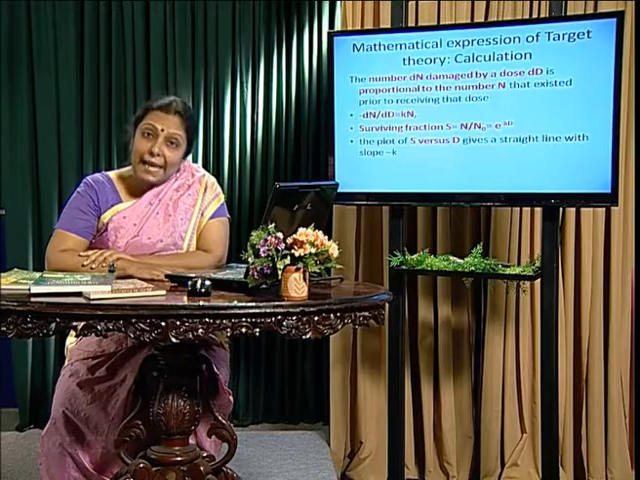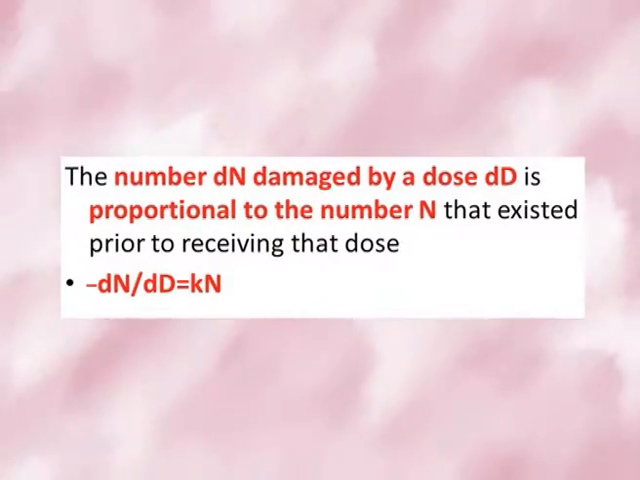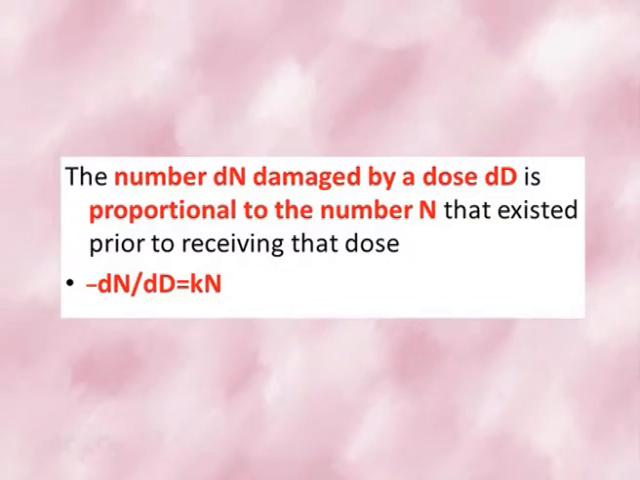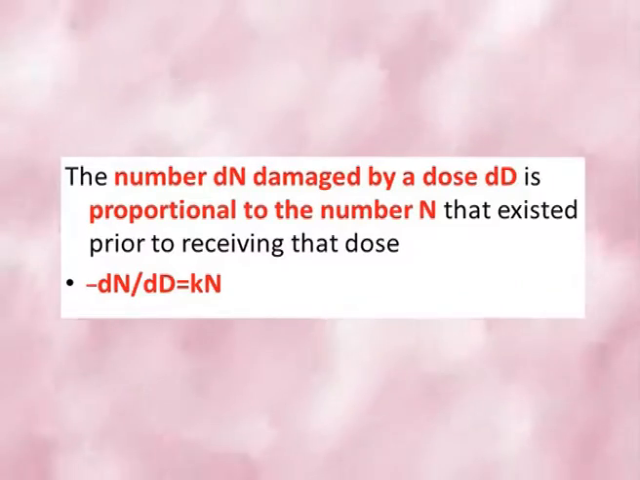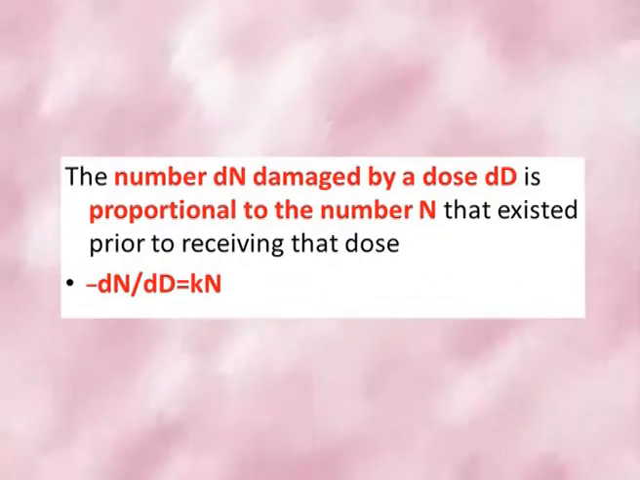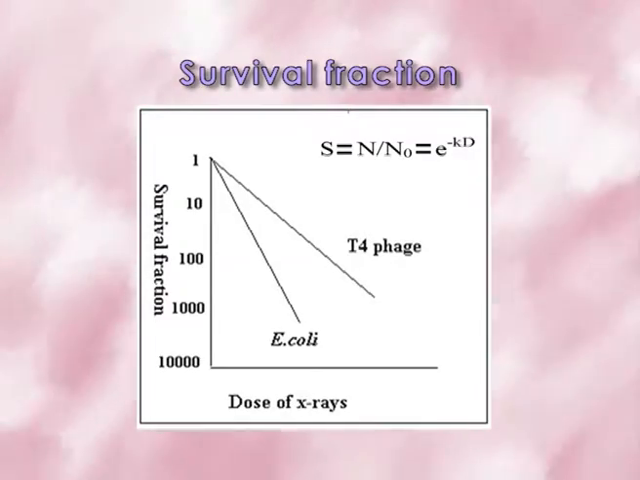If dn number of the cells are getting damaged with dD dose, which is proportional to the n number of cells which are not yet exposed. So, minus dn by dD is equal to Kn, and survival fraction S is equal to n by n0 is equal to e to the power minus KD.